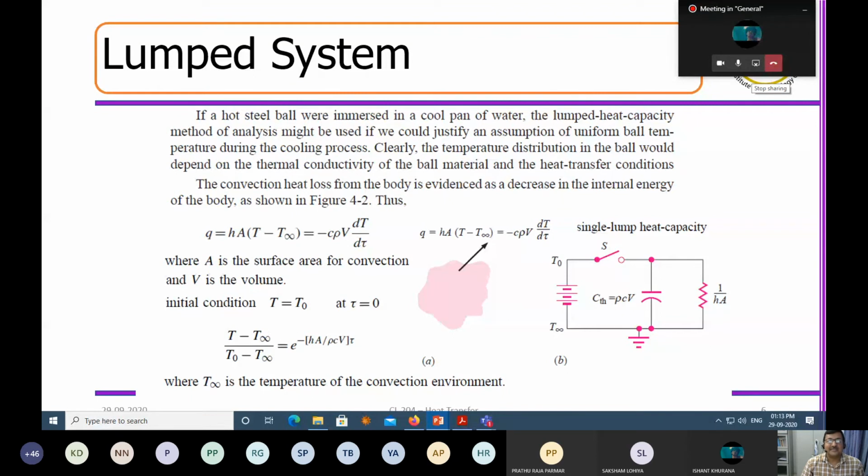Suppose you have a hot steel ball immersed in a cool pan of water. The lumped heat capacity method of analysis might be used if we justify an assumption of uniform ball temperature during the cooling process. Clearly the temperature diffusion in the ball would depend on the thermal conductivity of the material and the heat transfer conditions. When you immerse the ball, it is going to be cooled by convective heat transfer, that is hA delta T, and that will be equal to minus c rho V dT by dt. This is the way it will cool down.